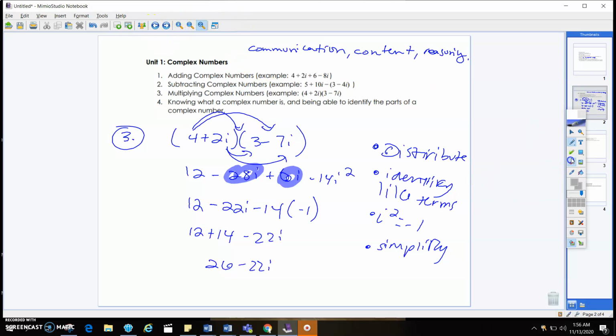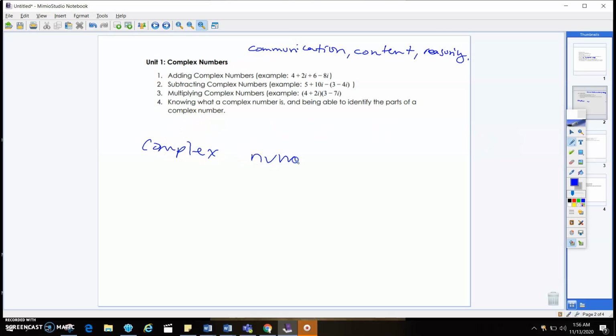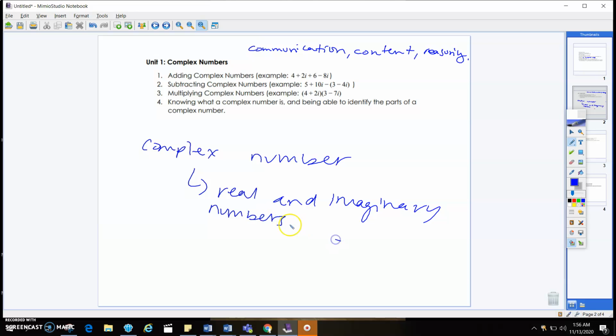And then finally, knowing what a complex number is and being able to identify parts of it. A complex number is real and imaginary numbers added or subtracted together. Please make sure that you have good handwriting. I'm writing on a mimeopad, so that's a little difficult.